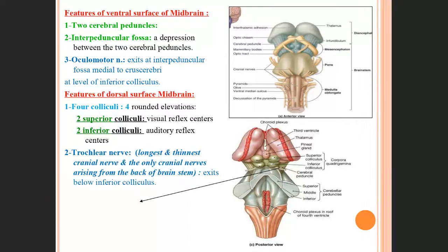See here, these are the peduncles. Behind this yellow structure, what are you seeing? This one is the nerve. Behind this, where I am putting the pointer, these are the two cerebral peduncles. This one and this one.